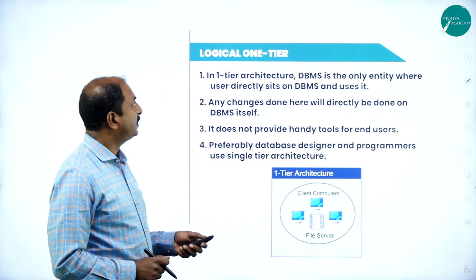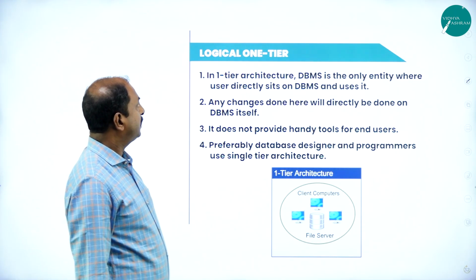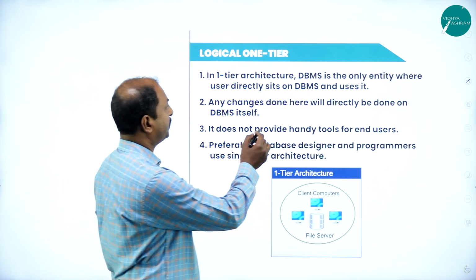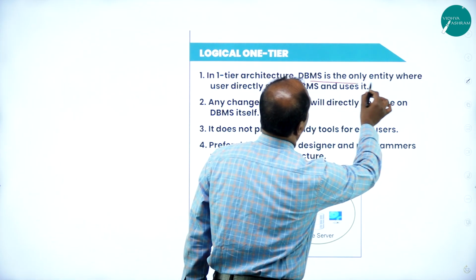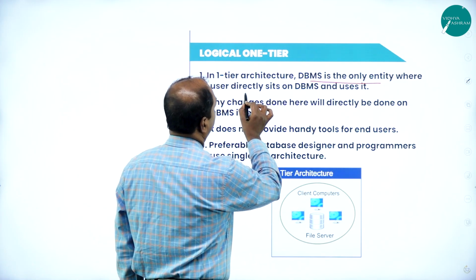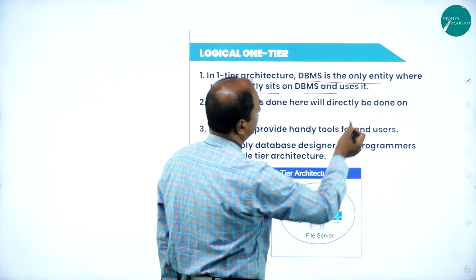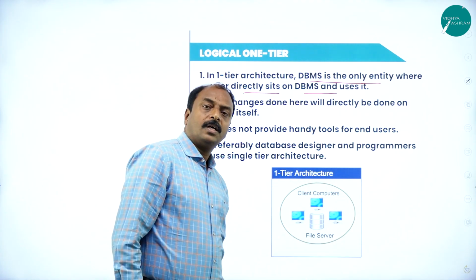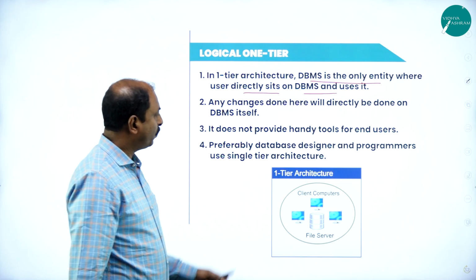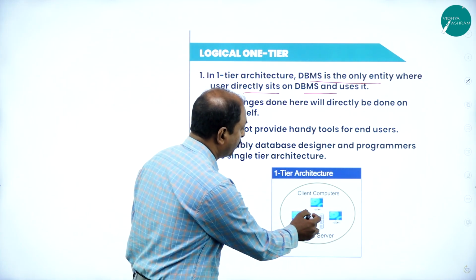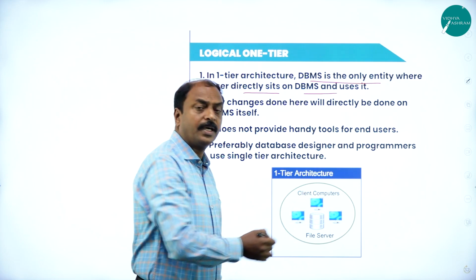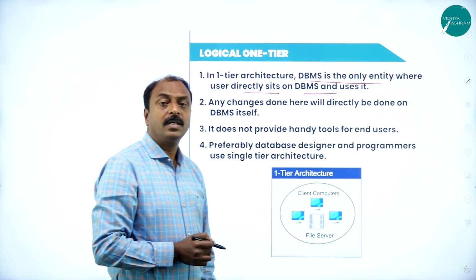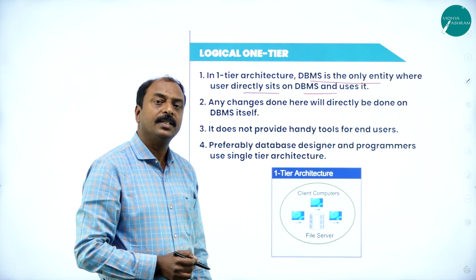Now let us see these definitions. First one is logical one-tier architecture. In one-tier architecture, DBMS is the only entity, where the user directly sits on the DBMS. Now we can observe this schematic diagram here. If you observe this one tier, this is the file server. This is the one database or DBMS, and all systems or clients are the users.